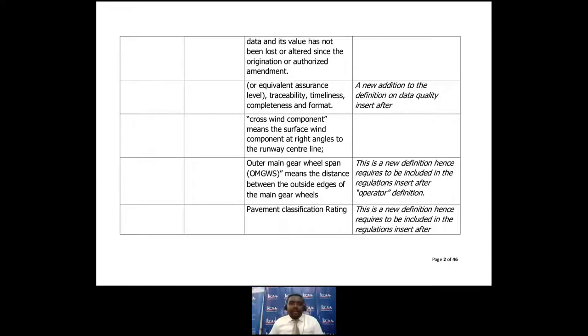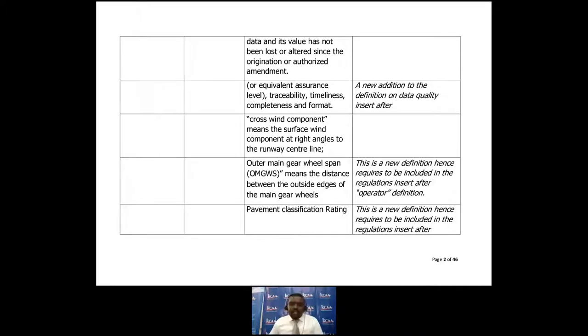And then there was an addition on the definition of data quality. A new addition was added, that is assurance level, traceability, timelines, completeness, and format. And then a new definition on cross with component was also introduced. And we introduced a definition on outer main gear wheel span. So all these definitions are as a result of the changes in the ICAO Annex 14 Aerodrome Design and Operations Volume 1.